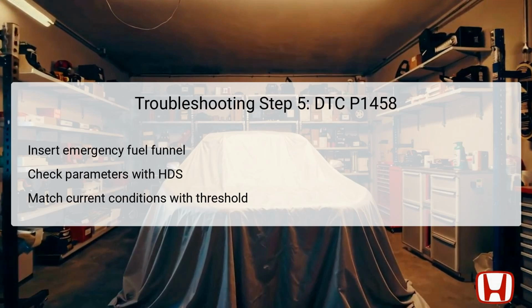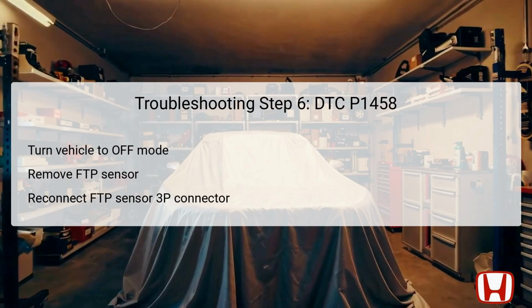This corresponds to removing the funnel and progressing to the subsequent troubleshooting steps, where blockage or further failures might be addressed thoroughly to resolve the DTC P1458. Step 6 requires the technician to turn the vehicle back to the off lock mode and remove the FTP sensor once more for diagnosis.